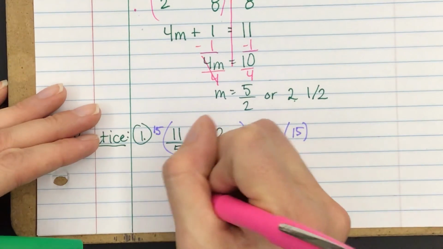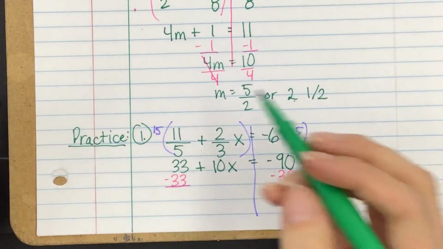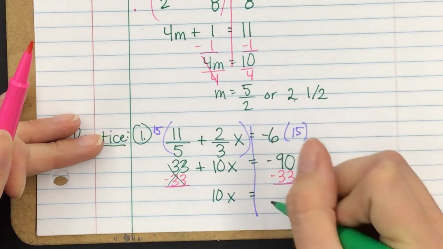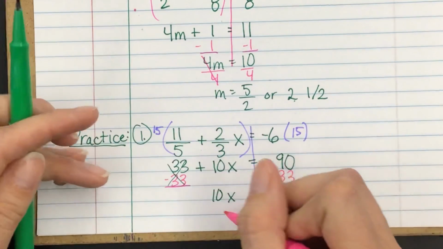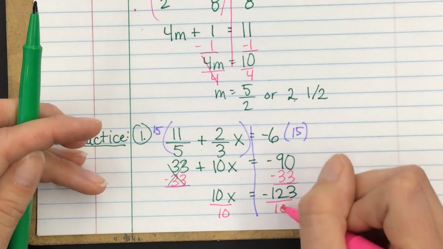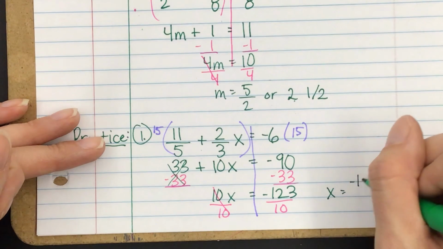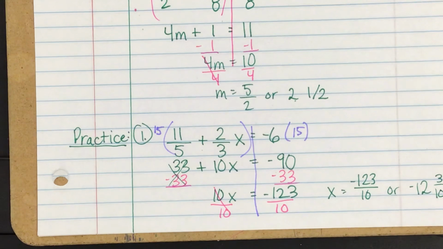Okay, I'm going to subtract 33 from both sides. This is going to cancel out. Then you get 10x is equal to negative 123. Divide both sides by 10. And you get that x is equal to, you can either put it in as negative 123 tenths, because that can't be simplified, or you can do negative 12 and 3 tenths is fine as well.